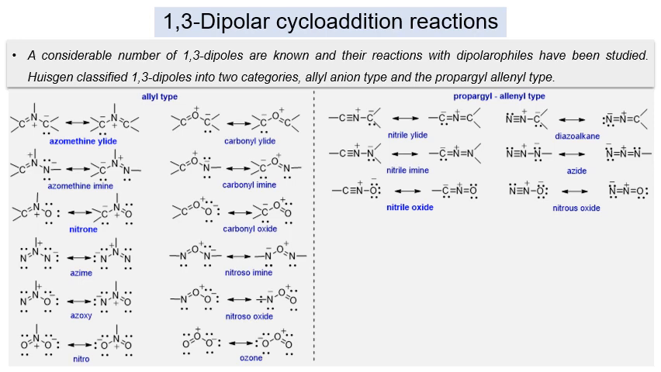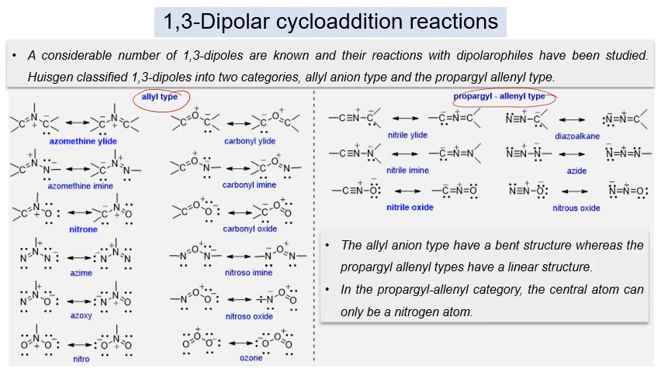Most important work in 1,3 dipolar cycloaddition has been done by Huisgen, and he classified 1,3 dipoles into 2 categories, the allyl anion type and the propargyl allenyl type. What is the difference between the two? The main difference is that the allyl anion type have a bent structure, whereas the propargyl allenyl type have a linear structure.